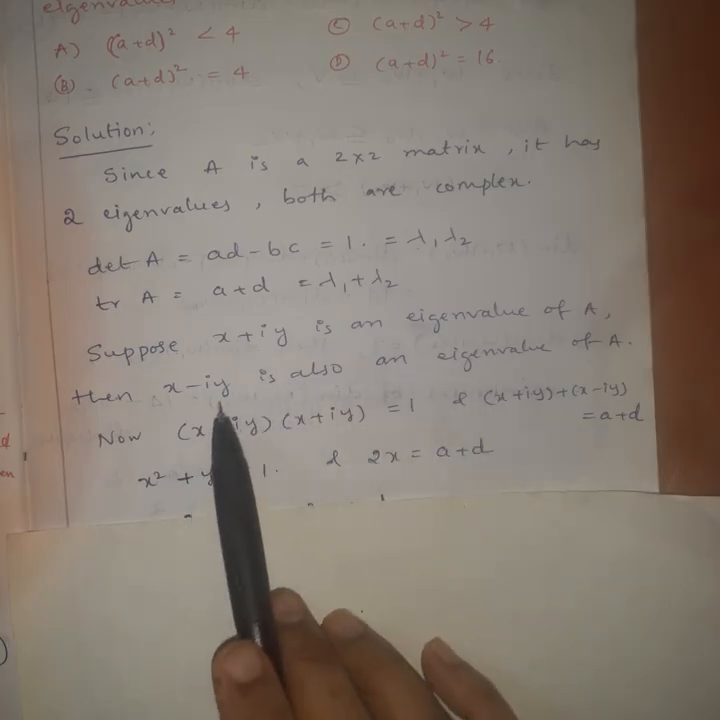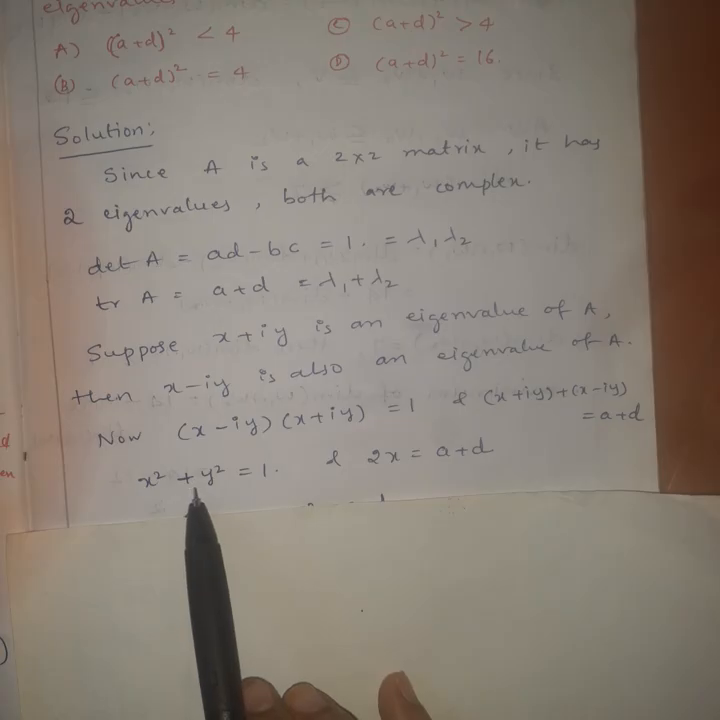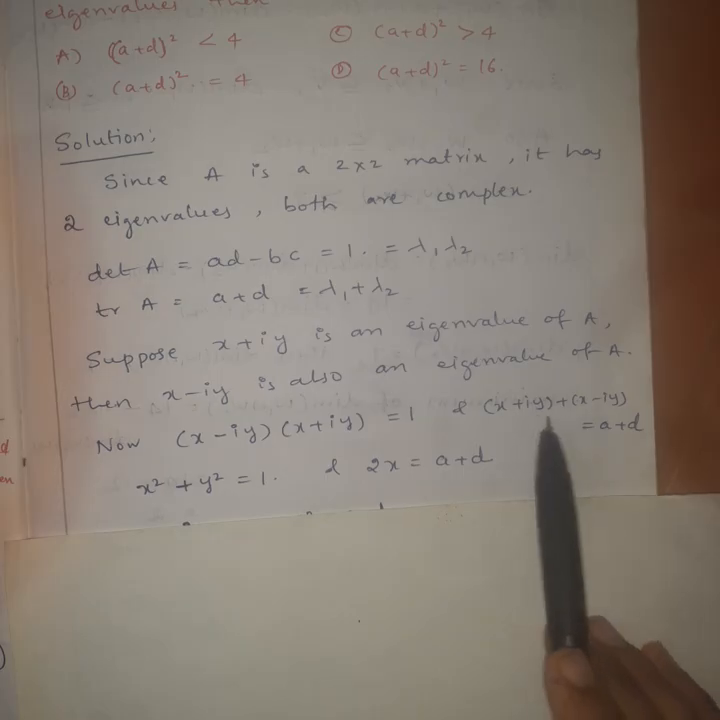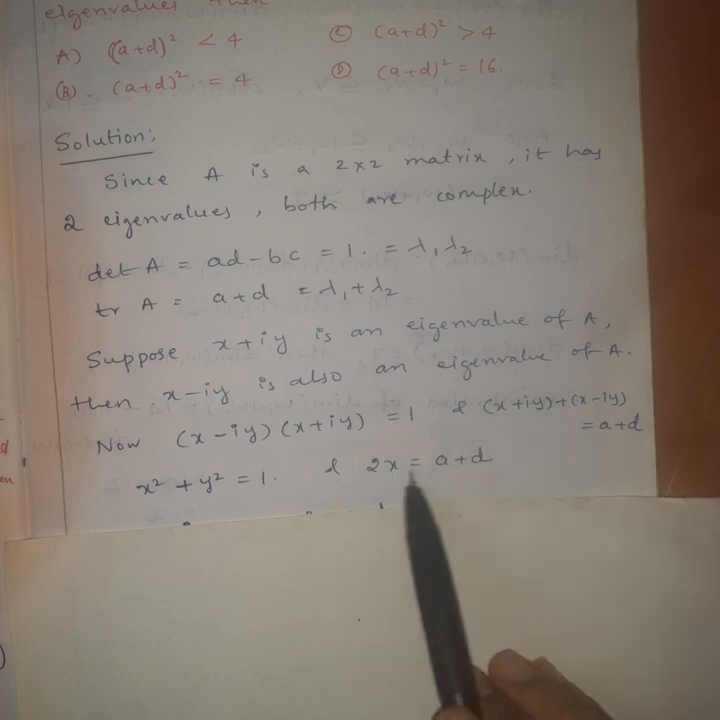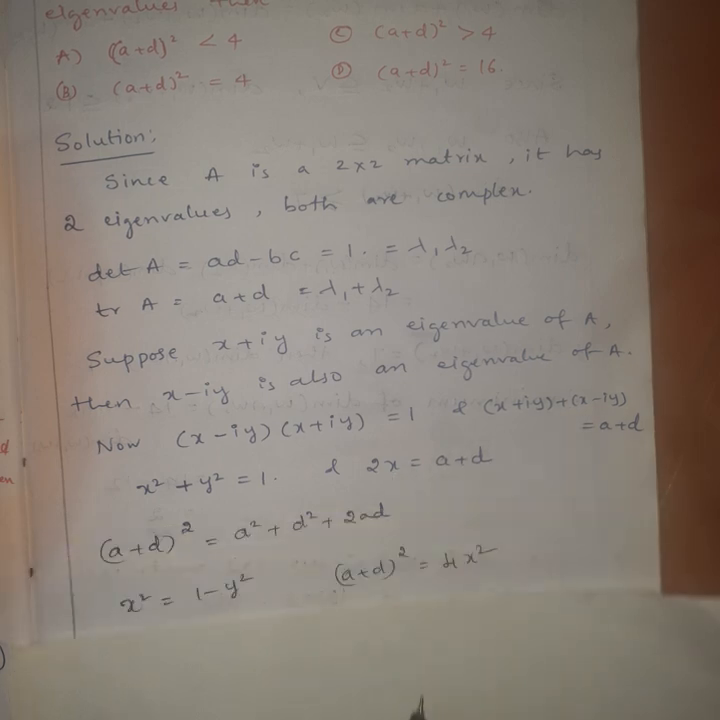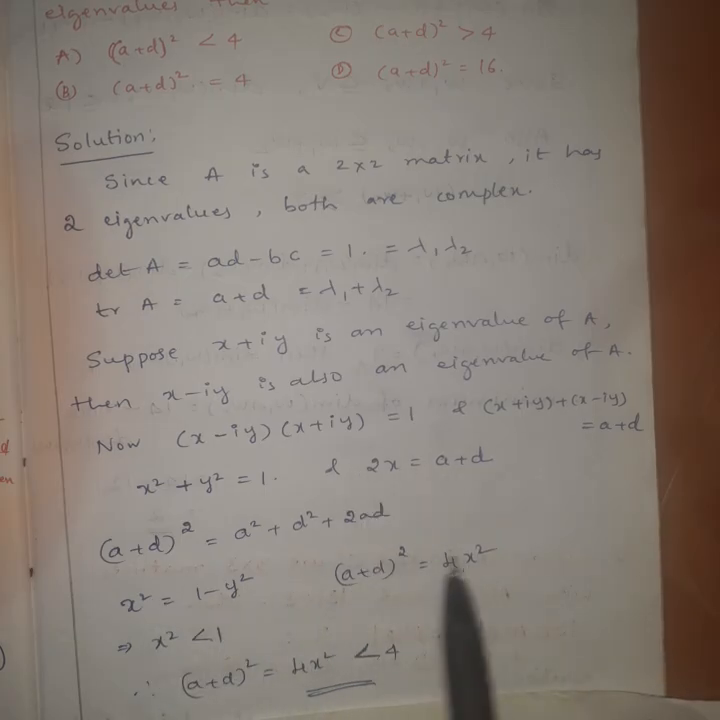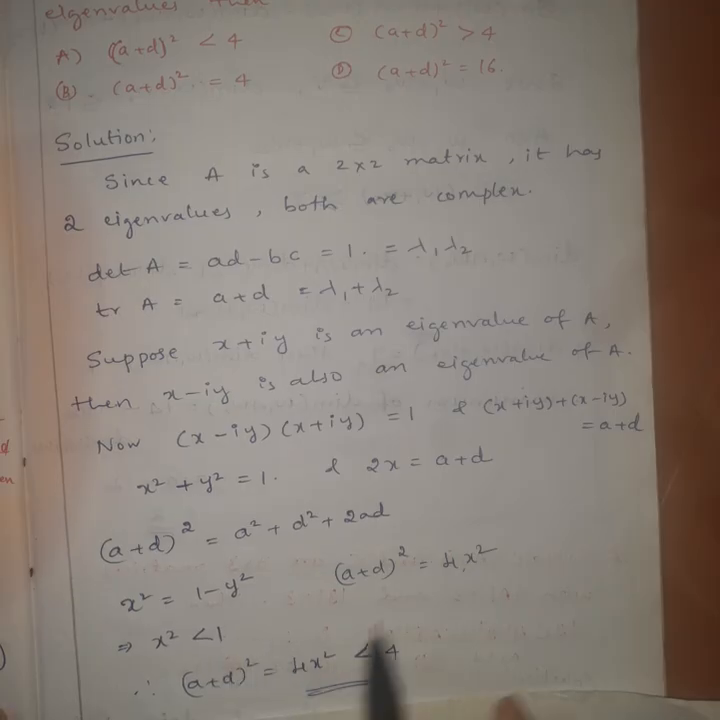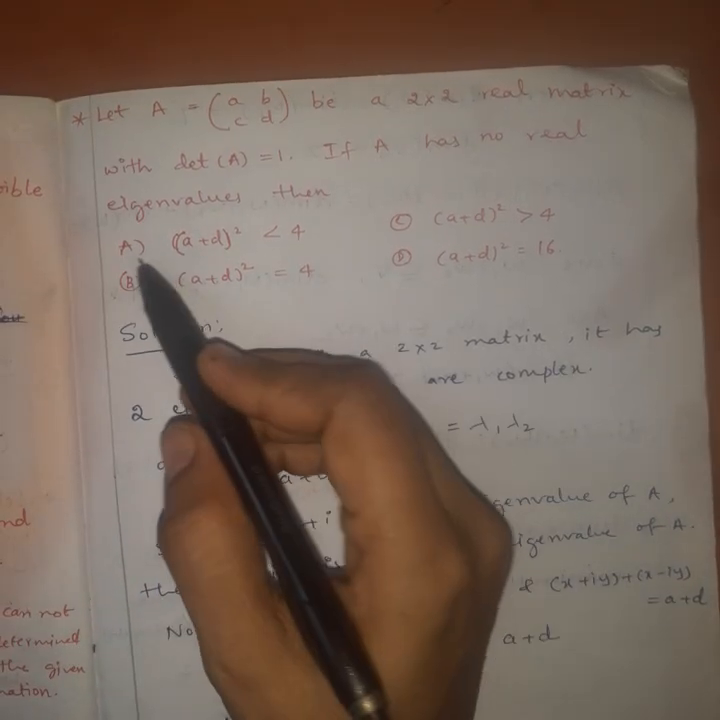Okay. Now their product, (x minus iy) into (x plus iy), is 1. So after calculating, you will get x square plus y square equal to 1, because they have given determinant of A equal to 1. Also the sum of eigenvalues is the trace. So adding these values, I get 2x equal to a plus d. Now (a plus d) whole square, evaluating, I will get is 4x square. But here we have x square plus y square equal to 1. This implies x square is less than 1. So applying this, I get (a plus d) whole square is equal to 4x square, which is less than 4. Therefore, option A is true.